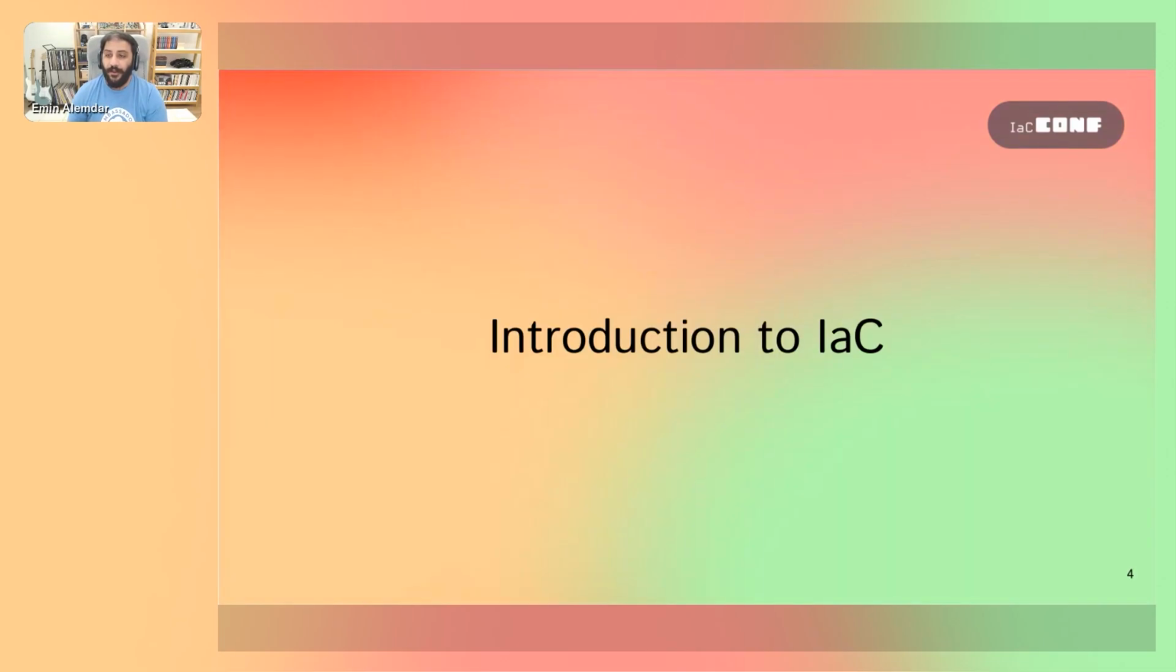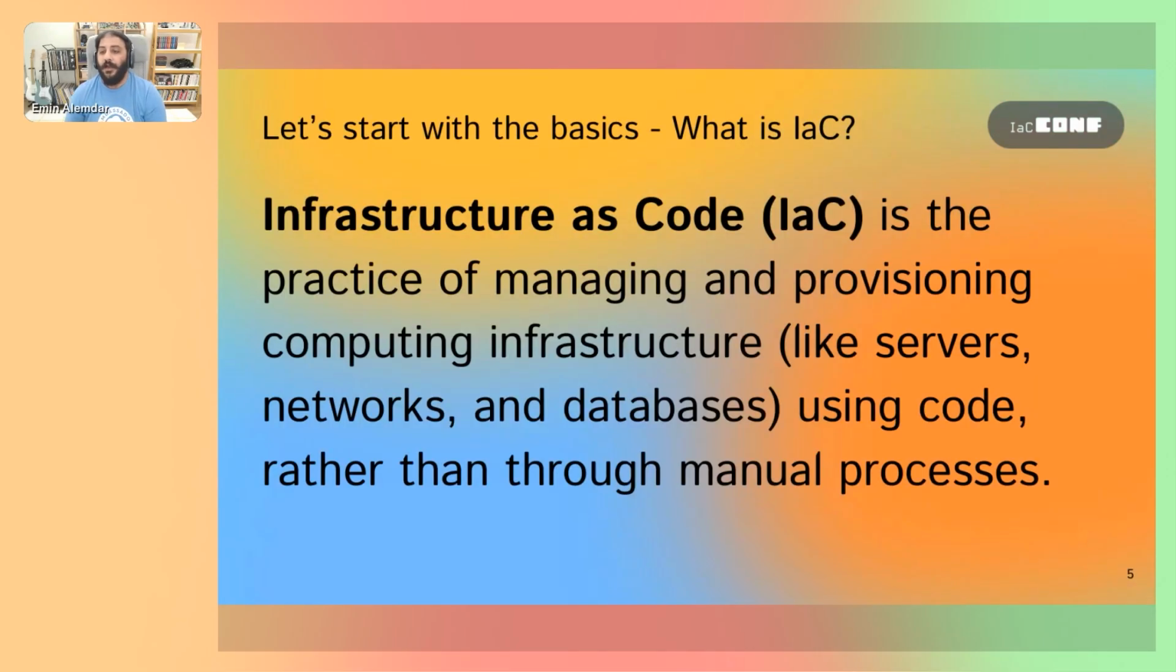All right, then we can start with the introduction to IaC. IaC means infrastructure as code, and it's the practice of managing and provisioning computing infrastructure, including servers, network infrastructure, databases, storage devices, etc. Instead of using the cloud provider consoles or manual processes, you use code. Instead of ClickOps, you can automate some of the work with infrastructure as code.